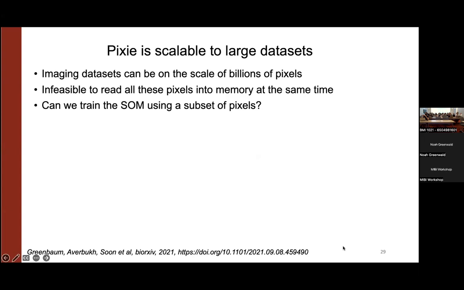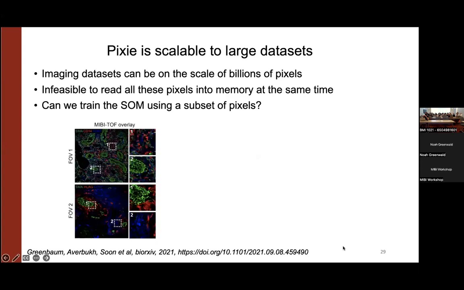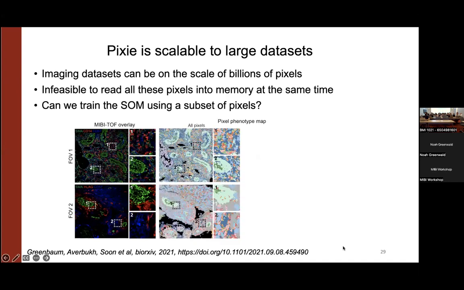To show that, I used a data set that was put on bioRxiv last year. These are just two example FOVs from that data set. These are the MIBI overlays, and these are the pixel cluster overlays using a SOM trained with all of the pixels. This data set was around 800 million pixels. I was able to train a SOM using all the pixels, but it took a significant amount of computing power. I think I used a Google Cloud instance and jacked up the RAM to 800 or 900, and it still took multiple hours. So it was not feasible to do for data sets moving forward.